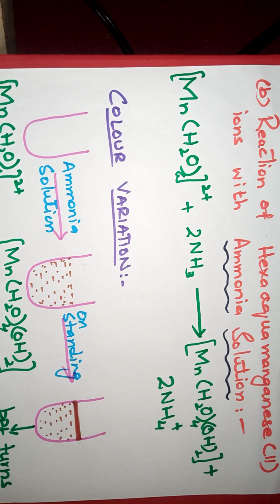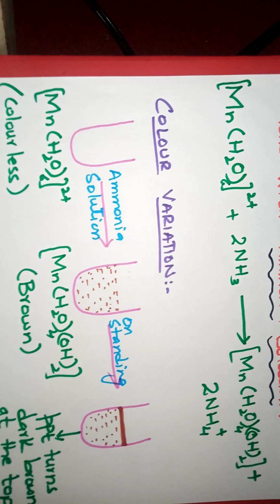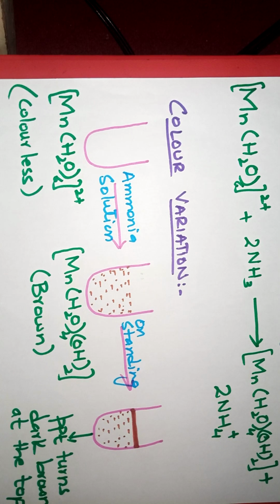You can see the color variation. The colorless hexa-aqua manganese ions are reacting with ammonia solution and converting to a brown solution of tetra-aqua dihydroxy manganese. As it is insoluble, it converts into a precipitate, and on standing the precipitate turns dark brown at the top due to the contact with oxygen.